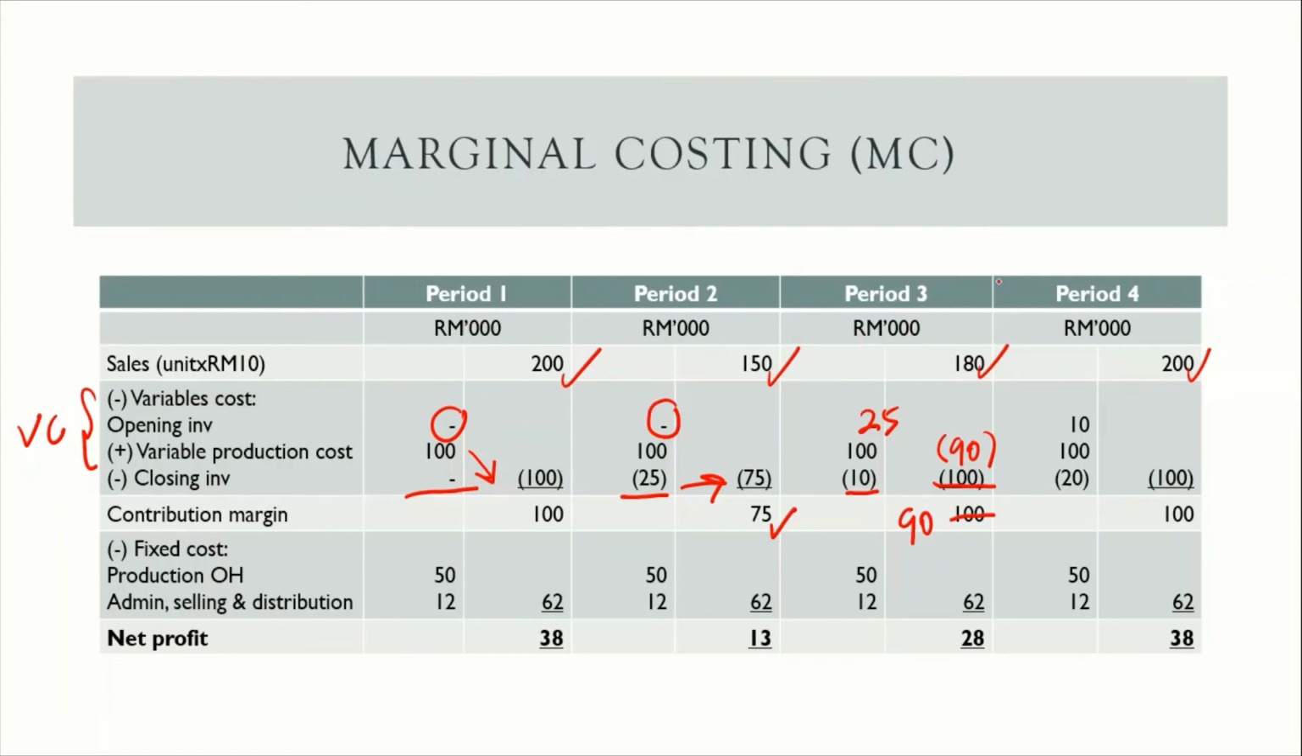Okay, after that you go into period 4, carrying on with the closing inventory of 10,000 as the opening, and the variable production cost as well as the unsold units. So for the unsold units, you will gain 100, 200 deduct 100, you will gain another 100, and the ending is 38,000.